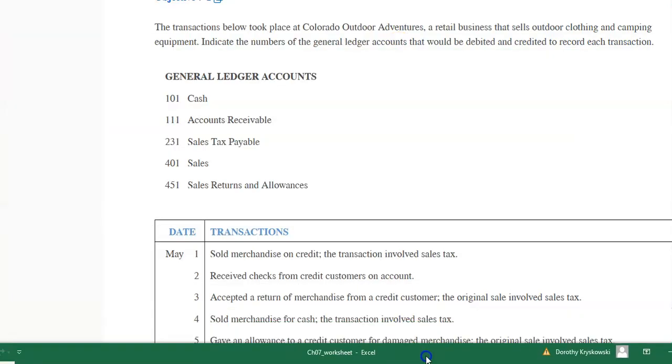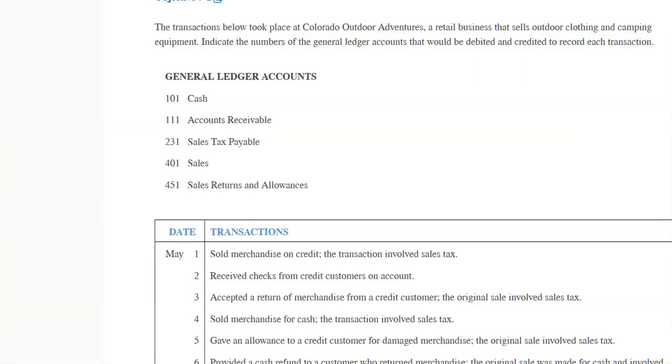Okay, number 4 for exercise 7.2. Sold merchandise for cash. Transaction involves sales tax. So your sales increases, your cash goes up, but you do have to pay the sales tax. So what gets the debit and what gets the credit? Sold merchandise for cash. The transaction involves sales tax.